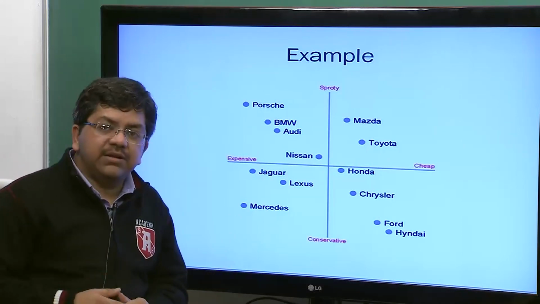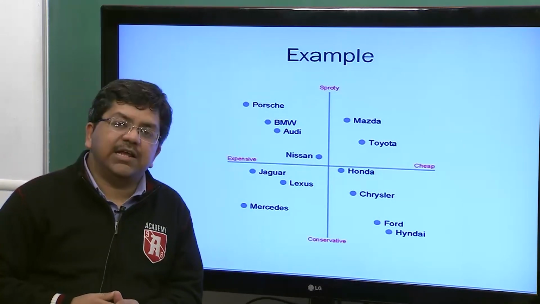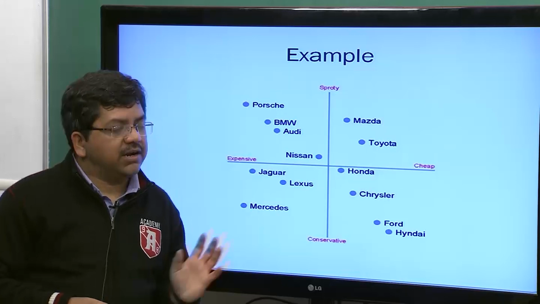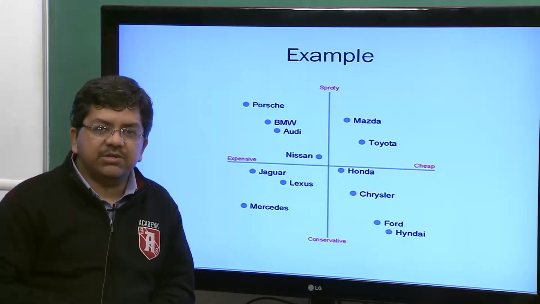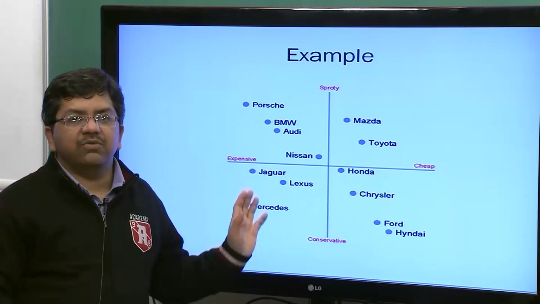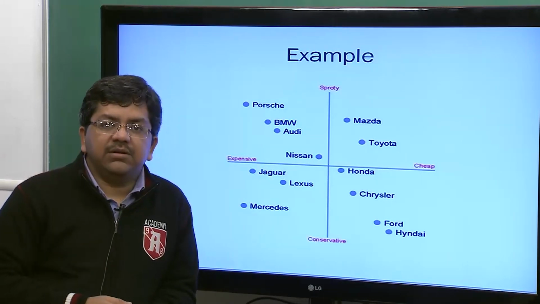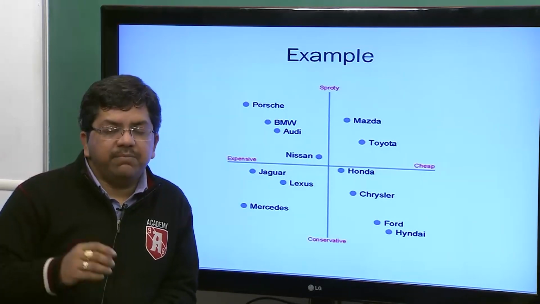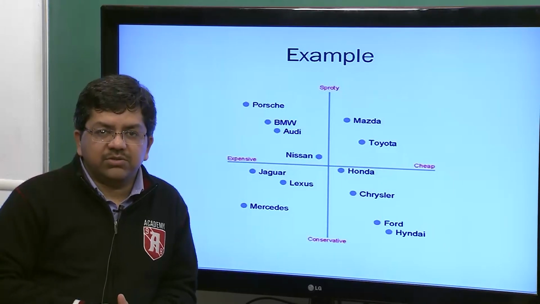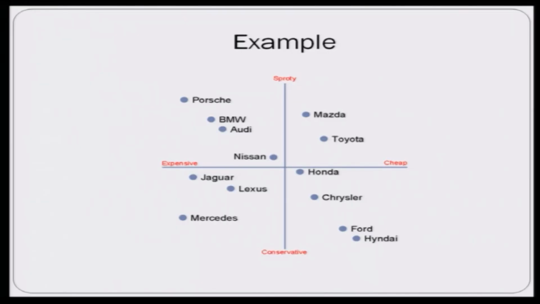You will find that in multidimensional scaling, most of the times we try to create a two dimensional or at max three dimensional map, because it is easier to visualize a two dimensional or at max three dimensional map. Going beyond that is not possible for us to understand. Most of the times you will see that two dimensional maps are used.